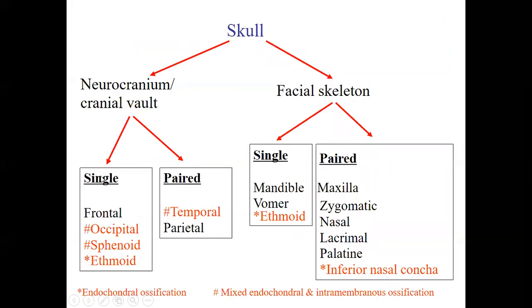Okay, so you can see here the same picture that I showed you just before, but here, based on the different types of bone, whether it's a single bone or a paired bone, we have a different way of bone development. So you can see here, the star shape represents endochondral ossification. And the edge pattern represents mixed endochondral and intramembranous ossification. Okay, so you can see here, the occipital bone and sphenoid bone belong to the single bones that form the cranial neurocranium. These two bones develop through mixed endochondral and intramembranous ossification. For the ethmoid, it develops through endochondral ossification. Okay.